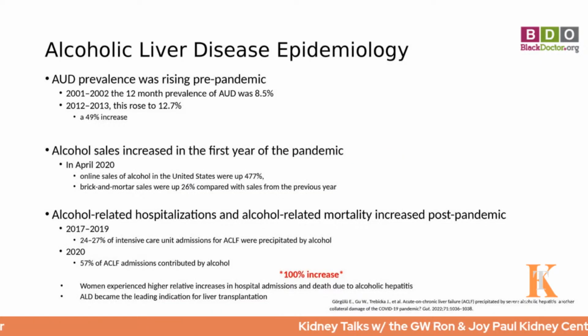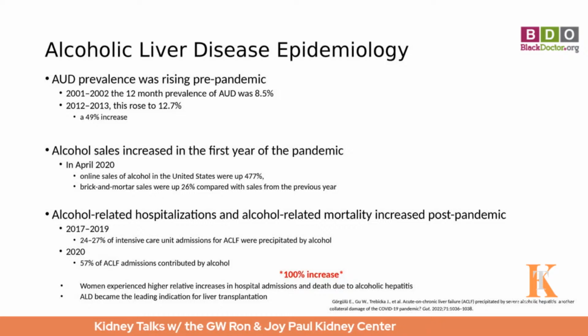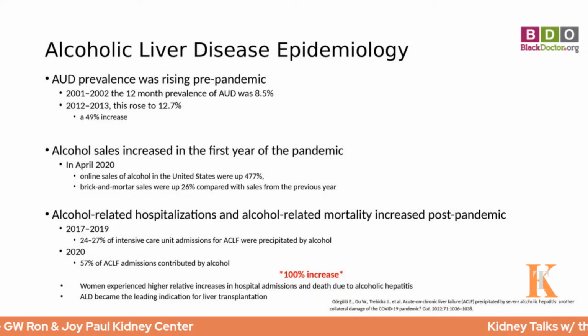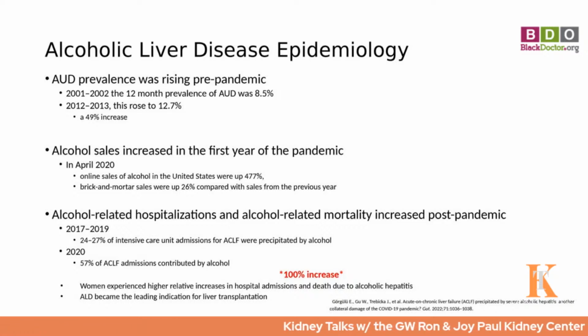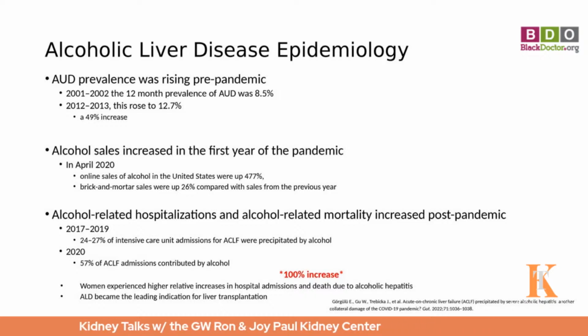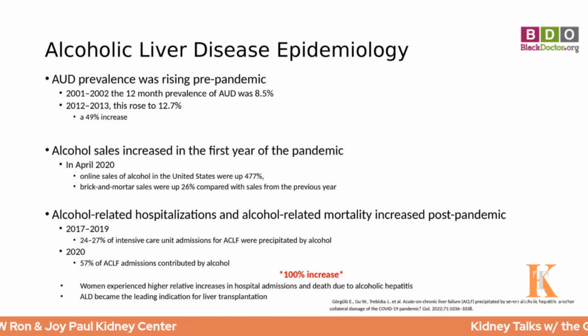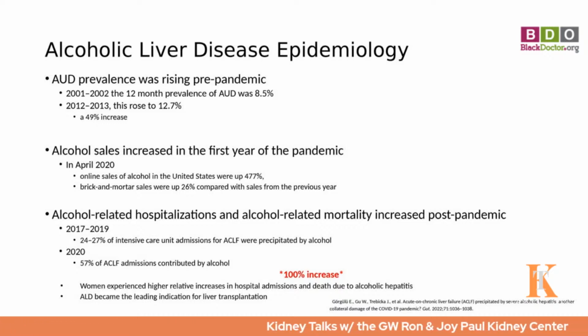So going on to alcoholic liver disease epidemiology. We've been seeing a lot more of this since the pandemic as well. We know that in the early 2000s, we were seeing about 8.5% of patients over 12 months. Then in 2012, 2013, this rose to about 12%. So that's a 49% increase.